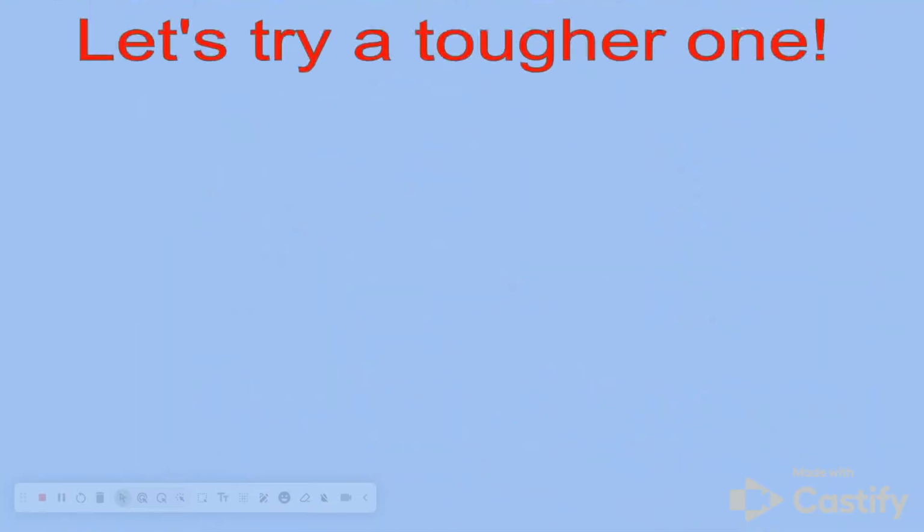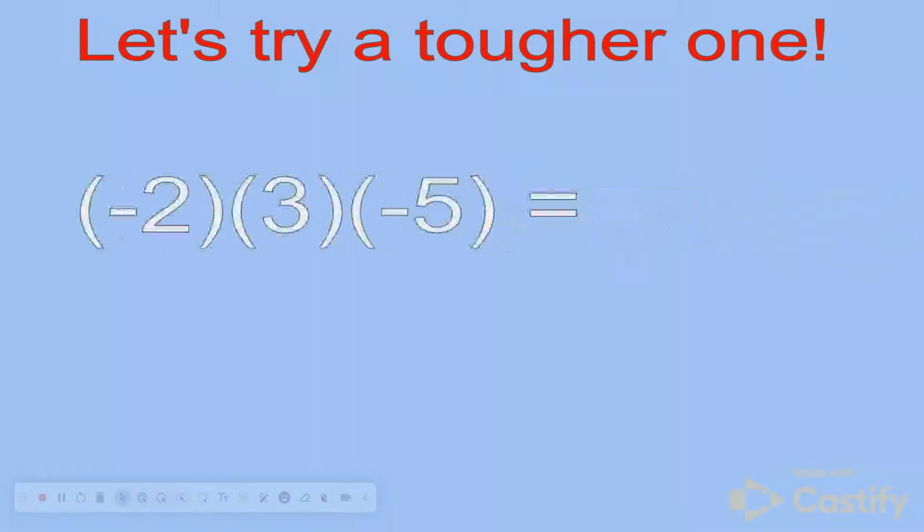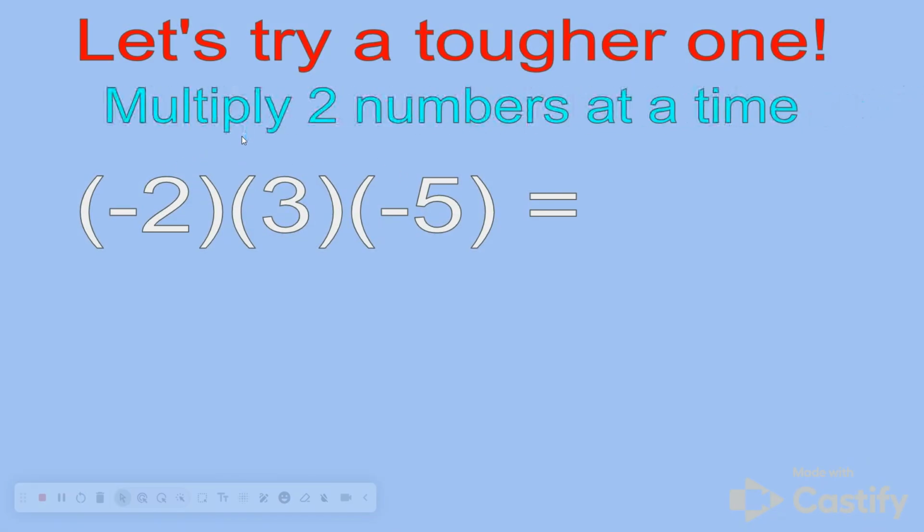Which leads me to one last example, which is a little bit tougher. Now we're going to multiply three numbers together. This is negative 2 times positive 3 times negative 5. And just like when they're all positive, you can only multiply two numbers together at a time. So that's the same thing we're going to do on this type of problem. If I'm going to multiply three numbers together, I'm just going to start with two numbers and multiply those at a time. So I can start with negative 2 times positive 3.